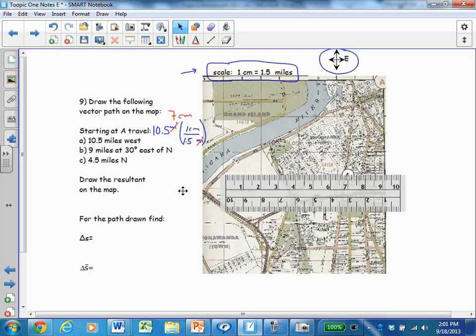Now I'm going to draw that vector in on the map. I start at A, and I go the 7 centimeters over to the west. So that's 10.5 miles west.